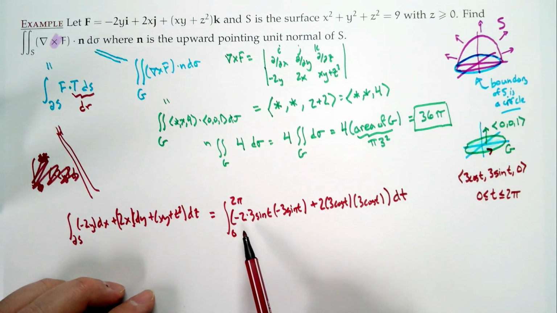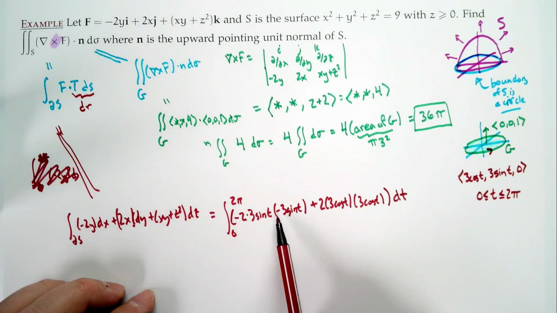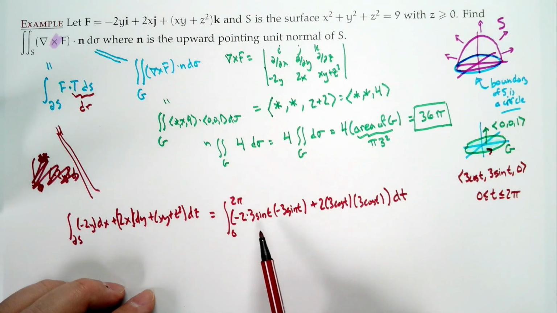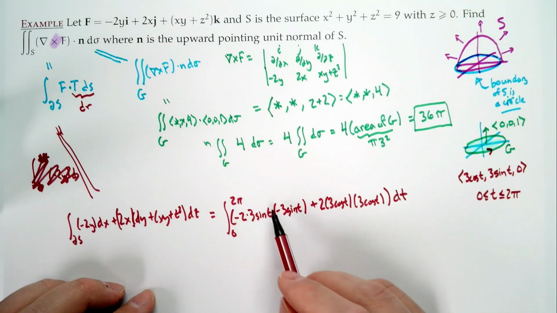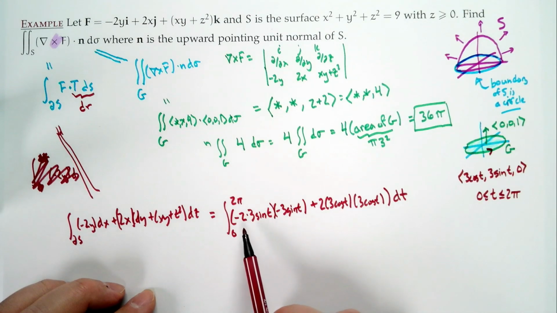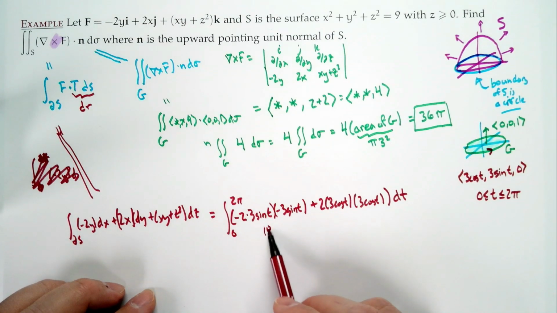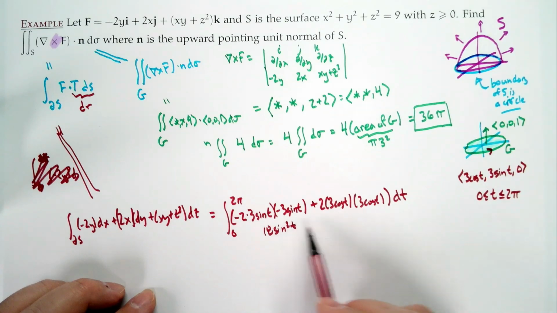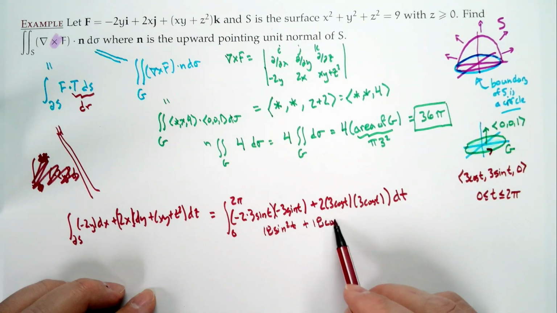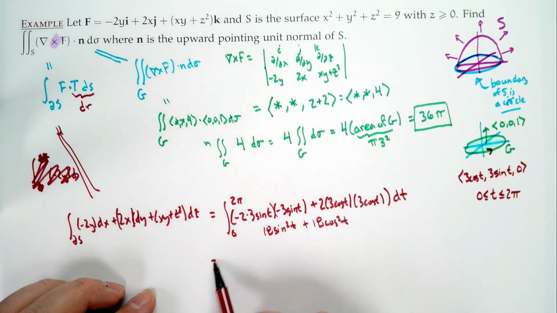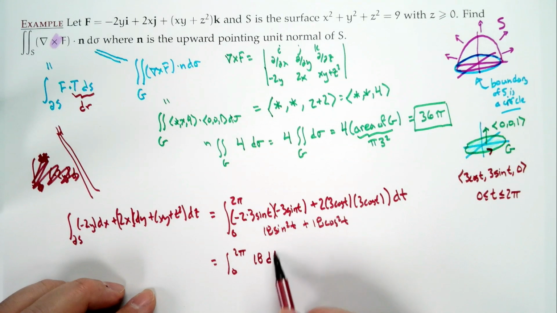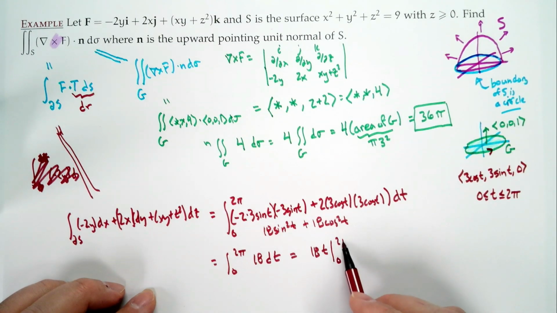Well, our first term, the minus minus, that's good, that simplifies. So what do we end up with? Well, we are going to end up with 18 sine squared t. Here we're going to end up with 18 cosine squared t. And if you add those together, that's just the integral 0 to 2 pi of 18. Well, that's 18t from 0 to 2 pi.